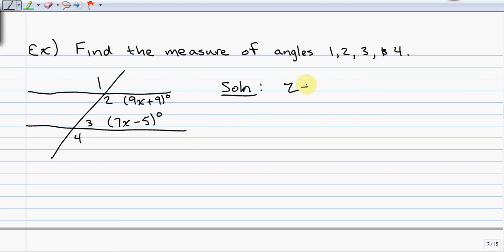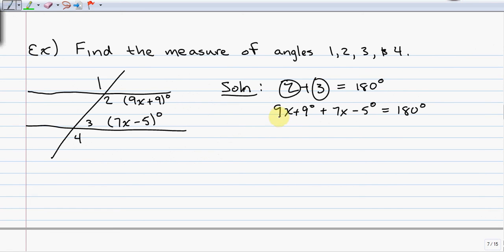So angle 2 plus angle 3 is equal to 180 degrees. And I'm talking about angle 2 and angle 3, not the numbers 2 and 3. So that means that 9x plus 9 degrees plus 7x minus 5 degrees is equal to 180 degrees. Let me circle these so you know that those aren't actual numbers, those are angles.